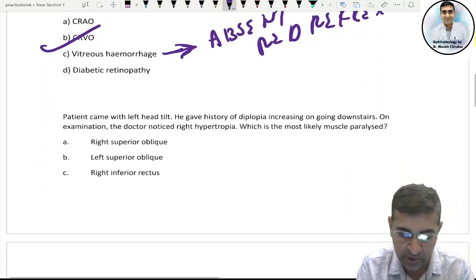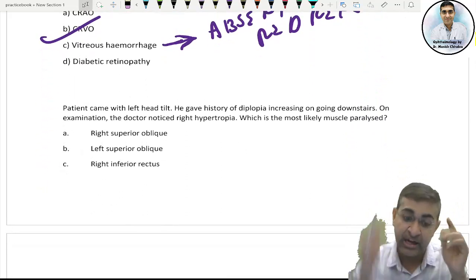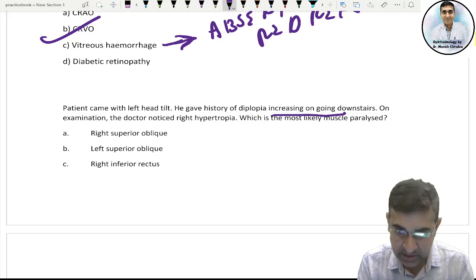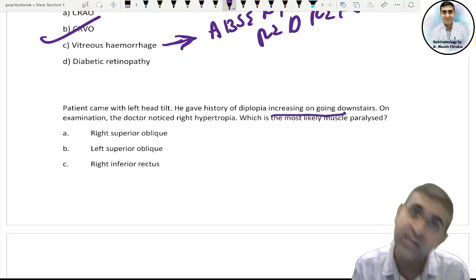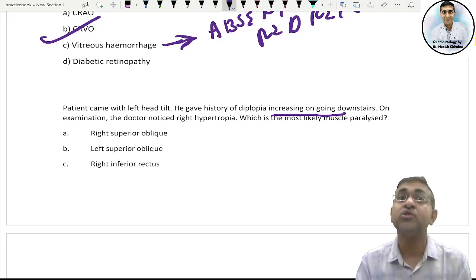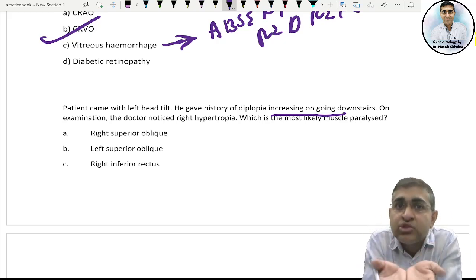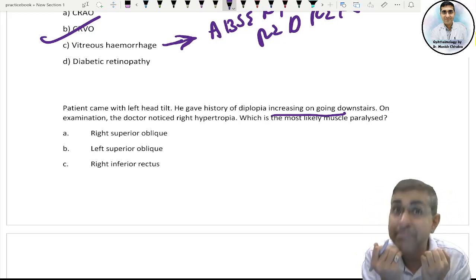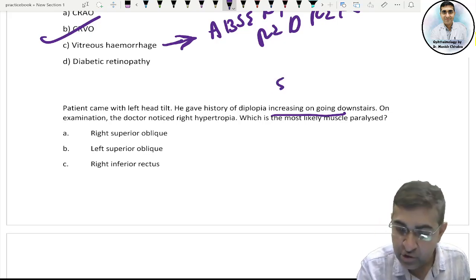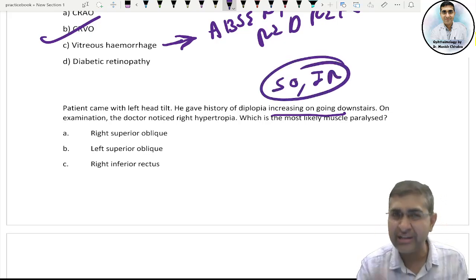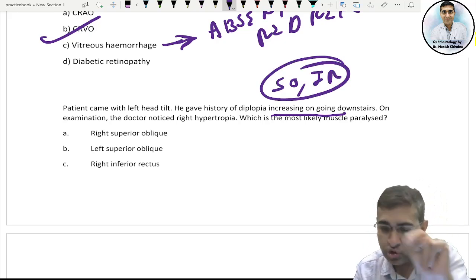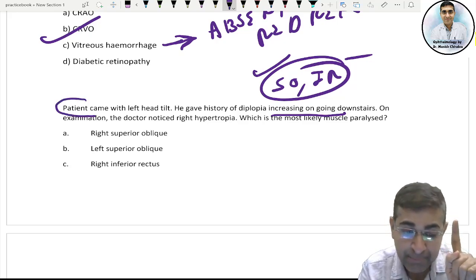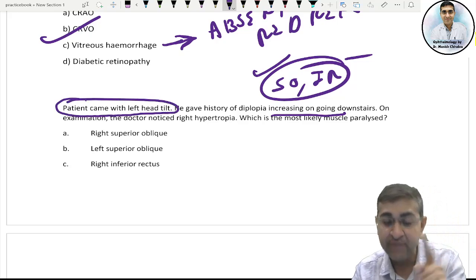Yes, okay. Patient came with left head tilt. He gives a history of diplopia increasing on going downstairs. So when you go downstairs, you look down. Yes, so when you are looking down, two muscles help in what? Depression. Which are those two muscles? One is your superior oblique, second is your inferior rectus. That tells you that either of these two muscles is involved, superior oblique or inferior rectus. Now there is a compensatory head posture given. Patient came with left head tilt.